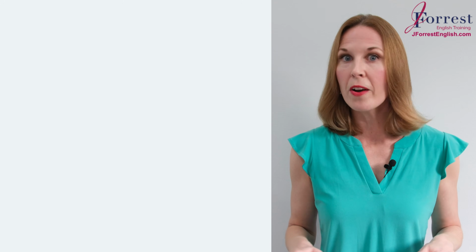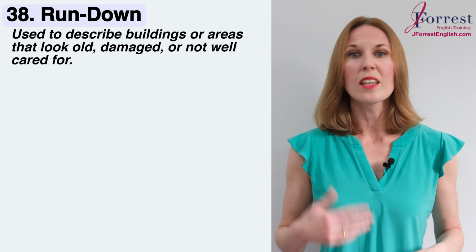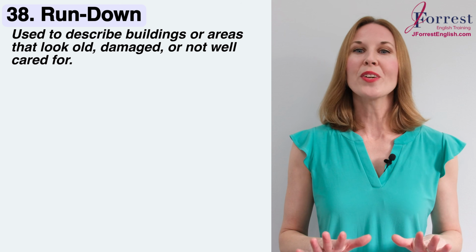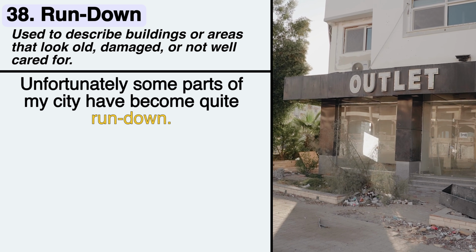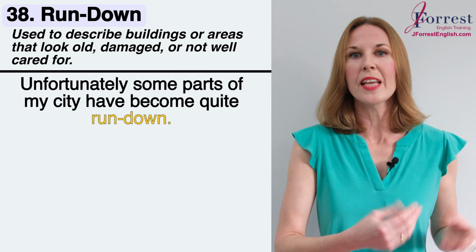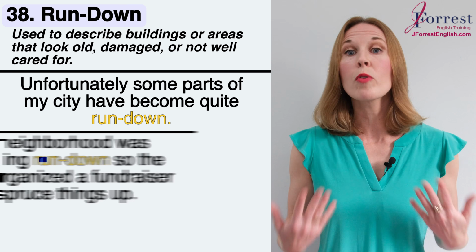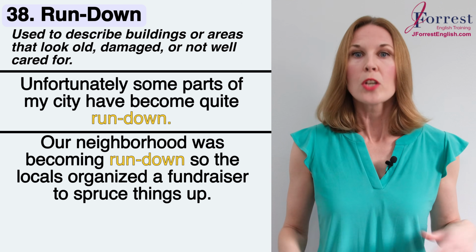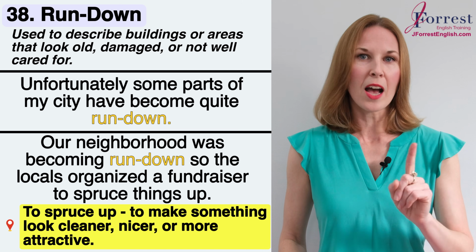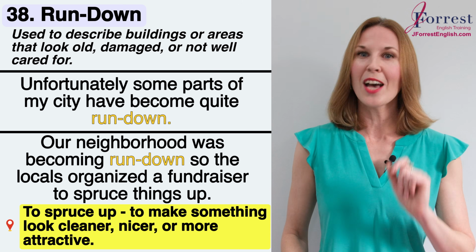Now, hopefully you don't describe your area as run down. This describes buildings or areas that look old, damaged, or not well cared for. And you can use this to describe a person as well. You can say, unfortunately, some parts of my city have become quite run down. So you can isolate a certain area of your hometown and describe it as run down, and maybe provide some examples or the reason why. Or you can say our neighborhood was becoming run down, so the locals organized a fundraiser to spruce things up. To spruce up. This means to make something look cleaner, nicer, or more attractive. And you can use that with people as well.